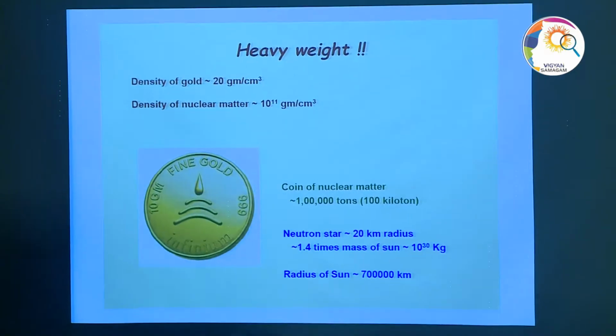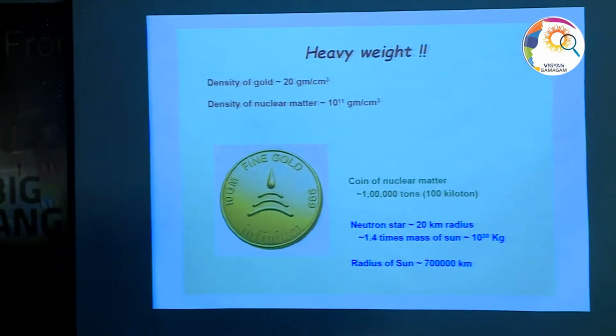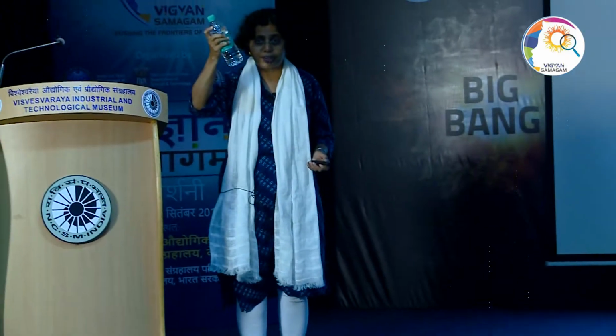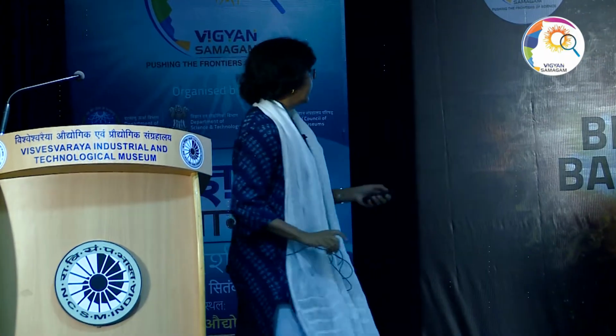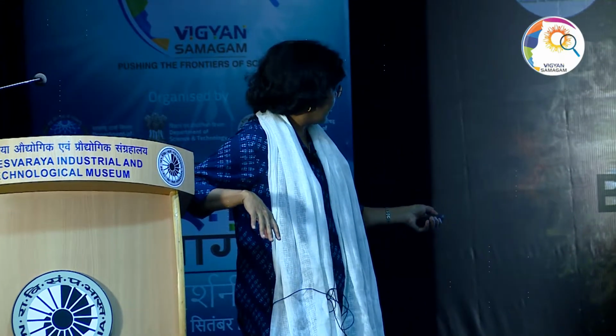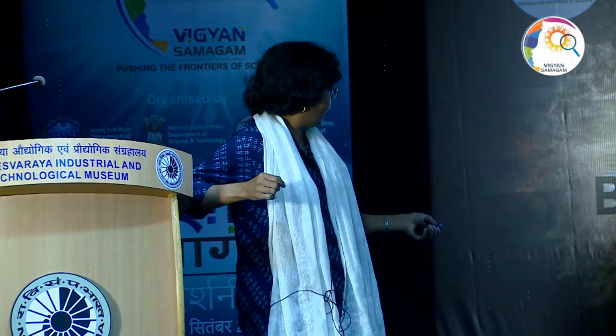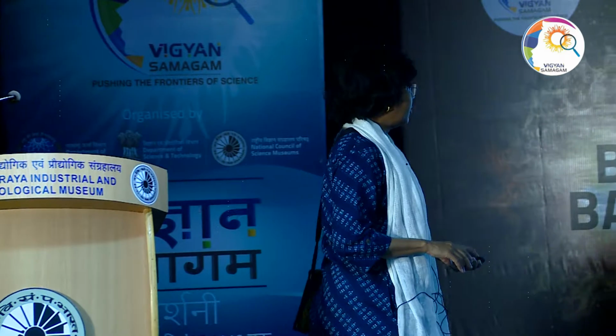If I take this water bottle, about 500 ml, it will weigh half a kg. But if you look at a nucleus, the density would be this enormous number, 10 power 11, that means billions. Just to give you a feeling, if I have a 10 gram gold coin and this gold coin was made of nuclear matter, it will weigh about 100 kilotons. And there are some stars in the universe called neutron stars. They are made of nuclear matter.